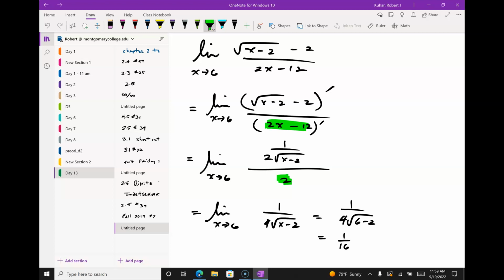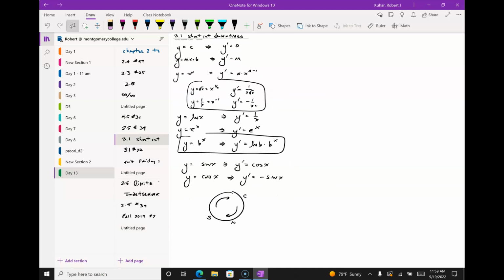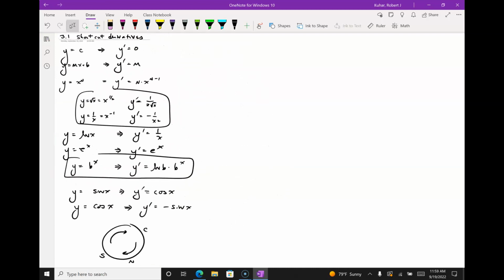Nice. Let's take a look at the shortcuts that we should know for now. In 3.1, you're doing only shortcuts, okay? These are our shortcuts that we know right now. The derivative of a constant is 0. The derivative of y equals mx plus b is m. The derivative of x to the n, the power rule: bring down the power, reduce the power. For example, these are a bunch of power rules. Square root of x is x to the 1/2. But hopefully you have it memorized. 1 over x is x to the minus first, but hopefully you have it memorized.